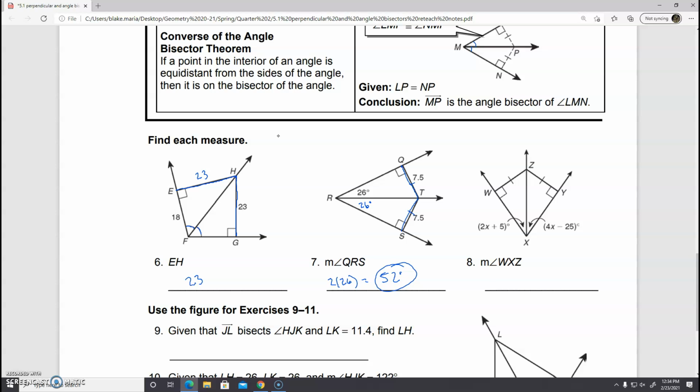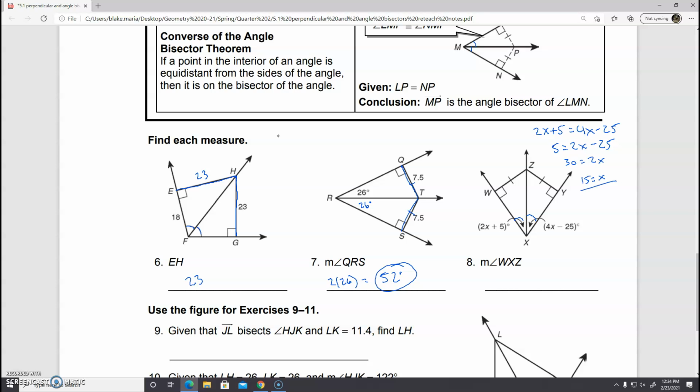And then the last piece, again, this is that converse theorem. It's equidistant. Z is equidistant to each ray, so you know this is an angle bisector. So you know this angle has to equal this angle. 2x plus 5 has to equal 4x minus 25. Let's subtract 2x from both sides. We'll add 25 to both sides and divide both sides by 2.